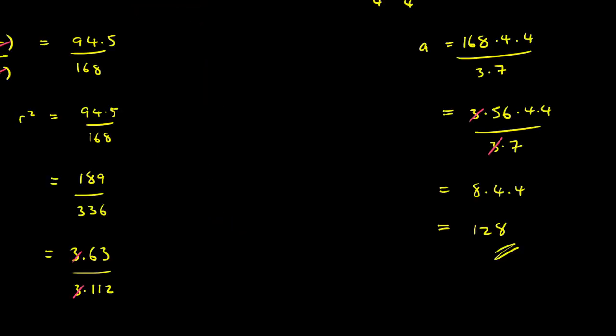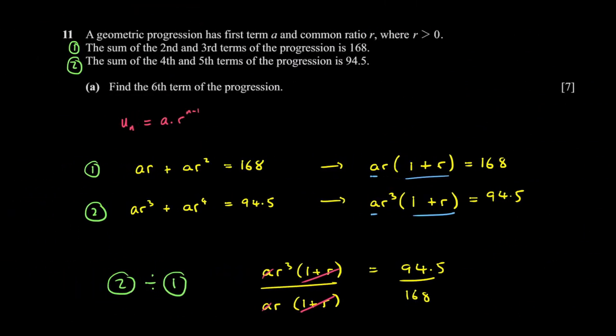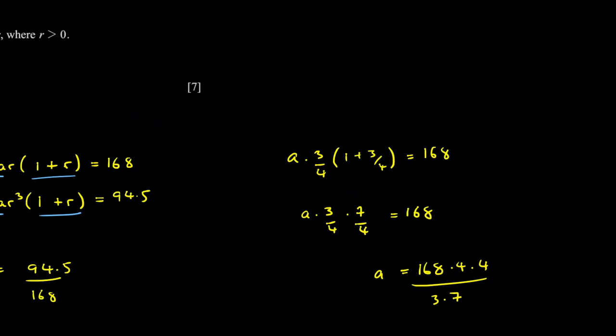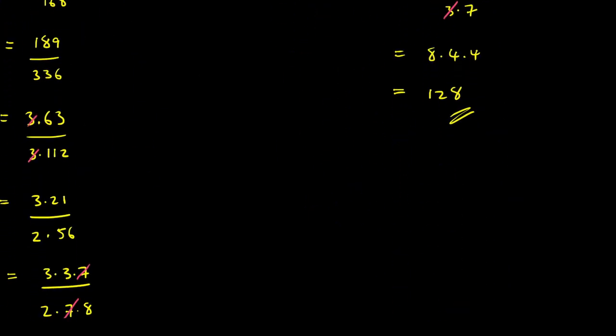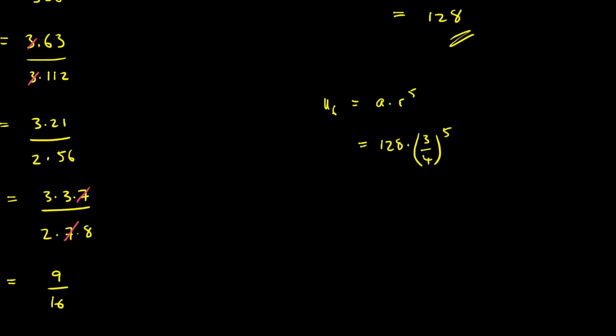Oh, beg your pardon. In part A, I was asked to find the 6th term of the progression, wasn't I? A bit lazy there. Sorry about that. The 6th term is a times r to the power of 5. So that is 128 times 3/4 to the power of 5. Okay. And that probably is a bit too difficult to do mentally. So that is 243 upon 8.